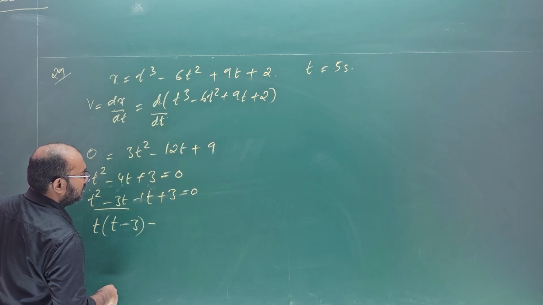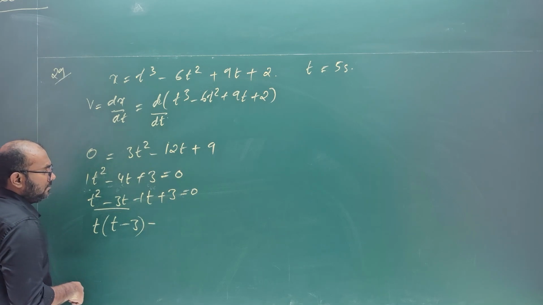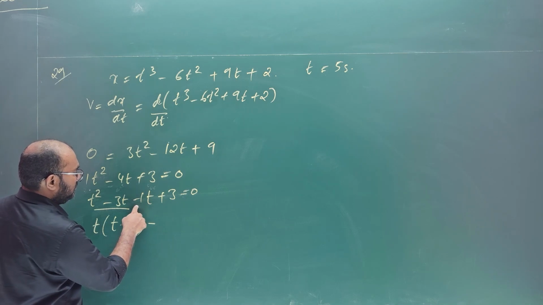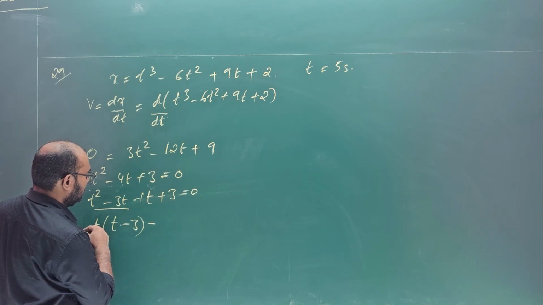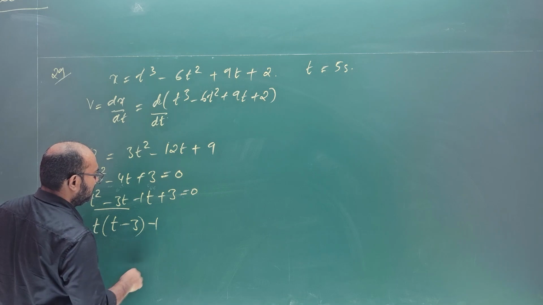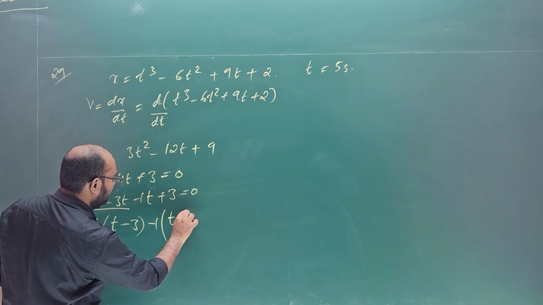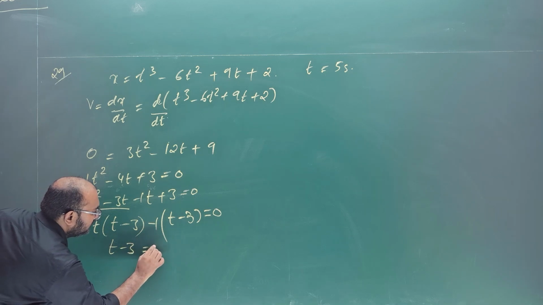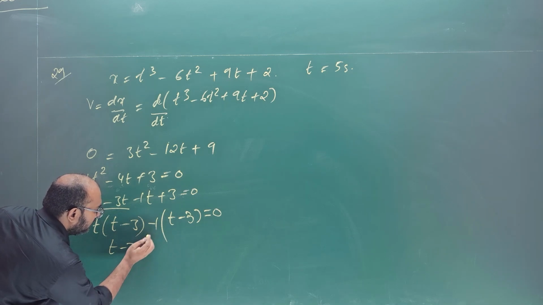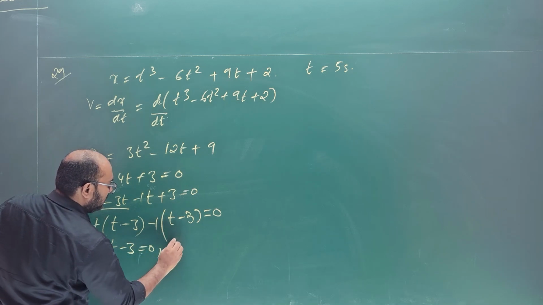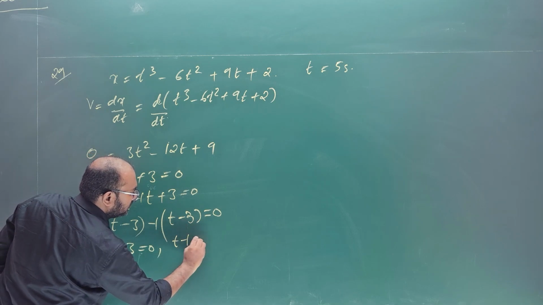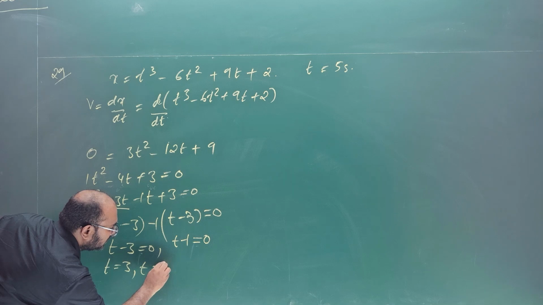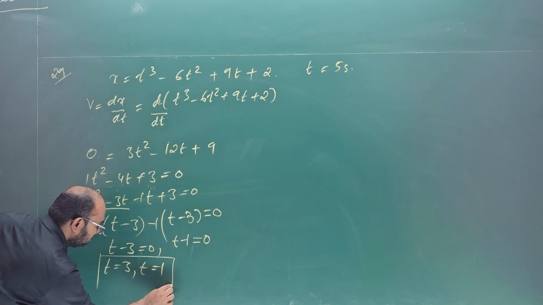If I take 1 common... okay, over here nothing is common, so minus 1 can be taken as common, so t minus of 3, which is equals to 0. So t minus of 3 is equals to 0, or t minus of 1 is equals to 0. So t is equals to 3, t is equals to 1. Both times are positive. Now listen to me.